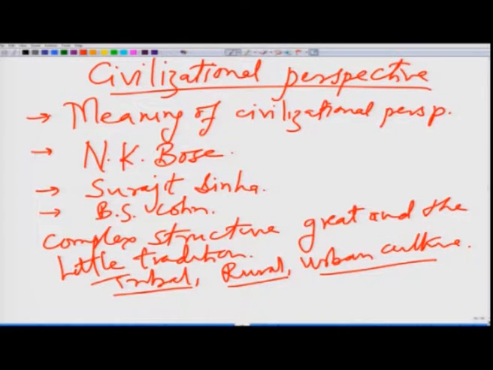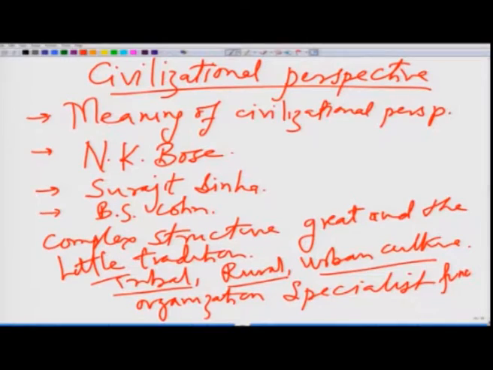This perspective also views civilization as an organization of specialists, the organization of the specialist, in a sense that it tries to build up the functional relations to the folk society. So, the organizational specialist in terms of the functional relations to the folk societies. I think there are certain technical terms which are being used, and I will try to deliberate upon these terms in a specific sense.